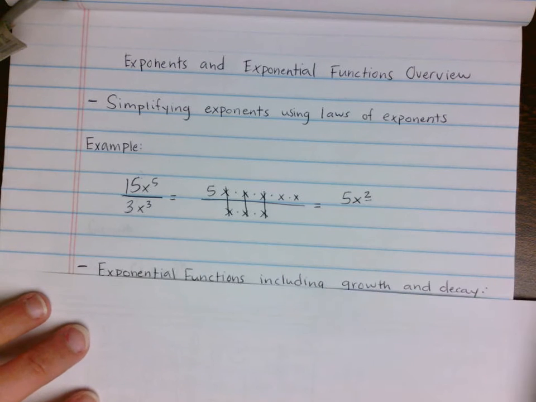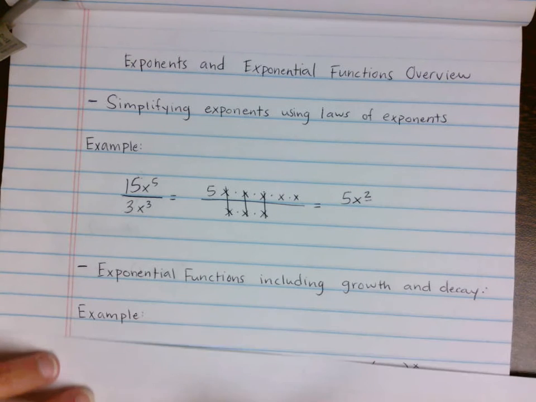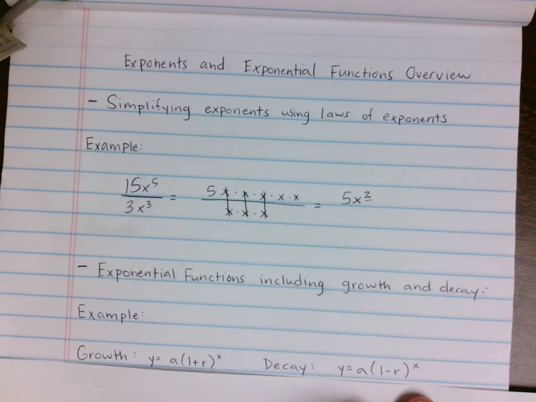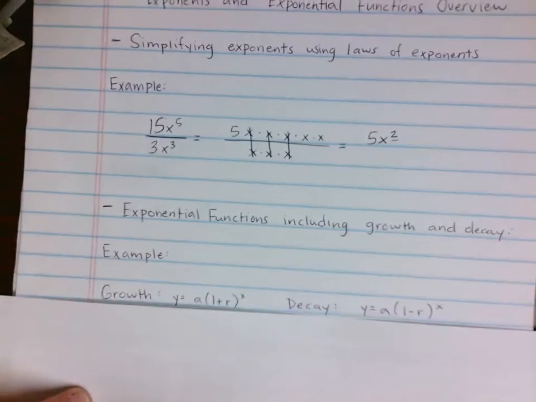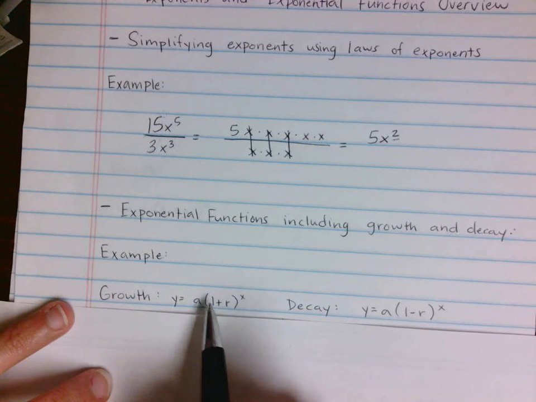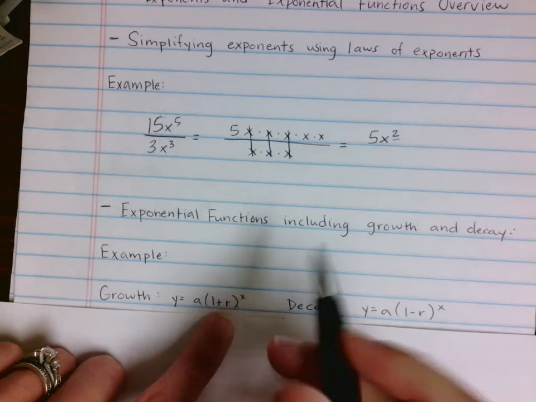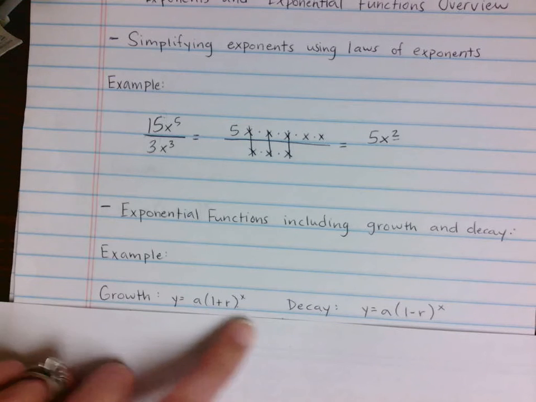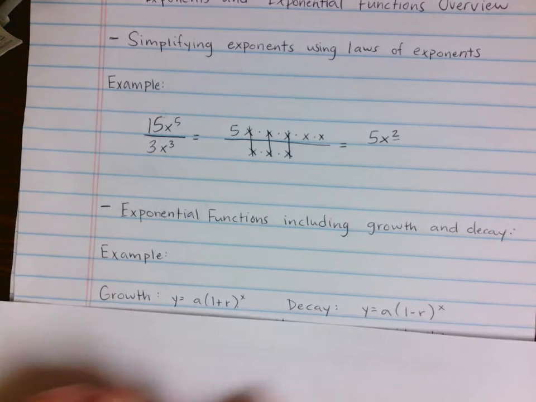Okay, the next thing that we have talked about is exponential functions, including growth and decay. And you should have some word problems to practice at home. But here is an example. I wanted to also go over the different formulas. Growth is y equals a times 1 plus the rate, raised to the x power. And the only difference in decay is you're subtracting that rate.